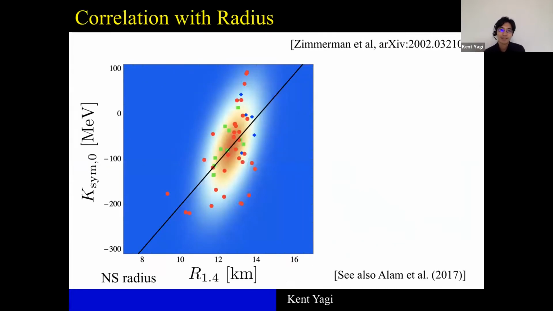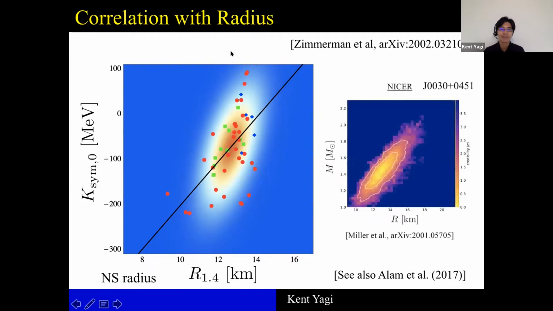Next, we repeated a similar analysis for NICER. What NICER measured was radius. So we first looked at the correlation between this curvature of symmetry energy against the radius for a fixed mass. As an example, I show here the radius of a neutron star with mass at 1.4 solar mass. And then there is some correlation in this parameter space as well. So we combined this correlation again with the NICER measurement of mass and radius, and then basically we repeated a similar analysis to the gravitational wave case.